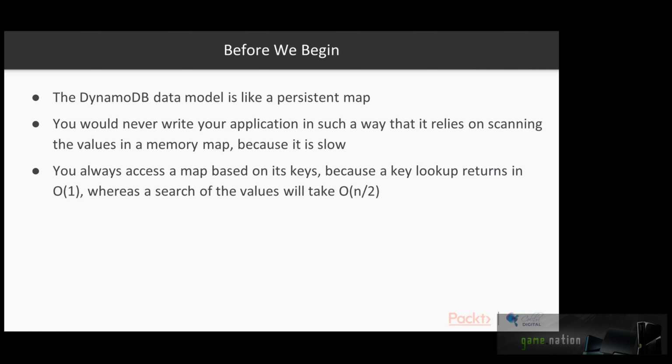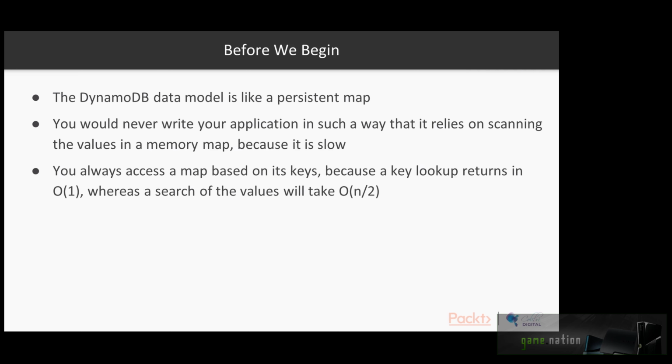You always access a map based on its keys, because a key lookup returns in O(1) time, so it's constant time complexity. It doesn't matter if you've got 100 or 1,000 or 100 million or 100 billion objects in your map, assuming you've got enough memory space to store that amount of data. It doesn't matter how much you've got in there, a lookup on the key will return in constant time complexity. Order 1, that's what we say. It's big O notation, big O(1).